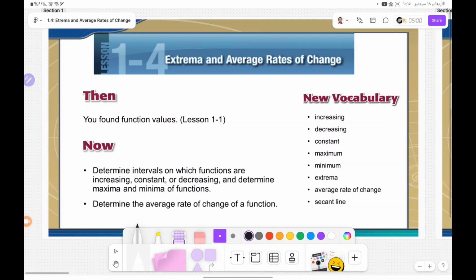Today we're going to learn about 1.4 Extrema and average rates of change. What you are expecting to learn in this lesson is written here: we need to determine intervals of the function at which it is increasing, constant or decreasing, and determine the maximum and minimum of the function. And also we are going to learn the average rate of change.